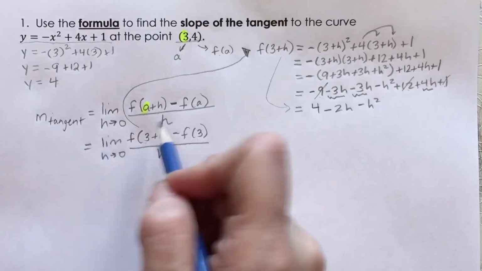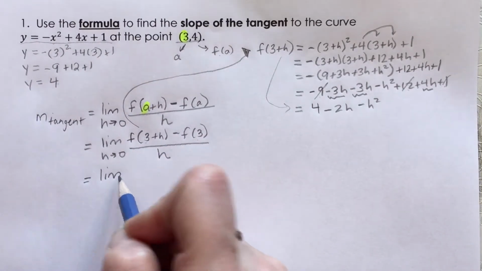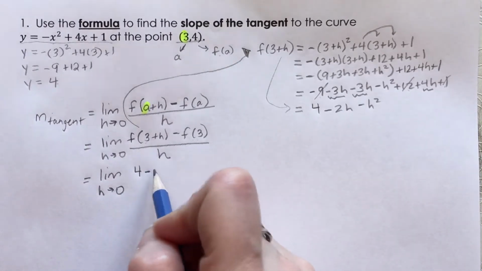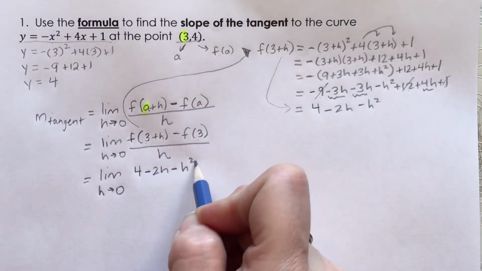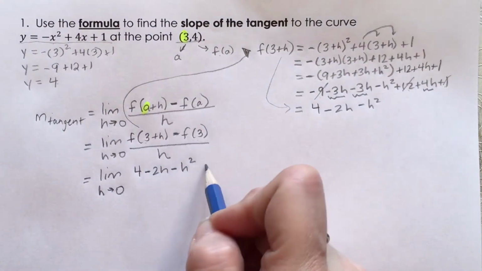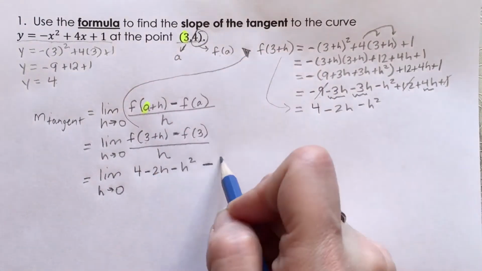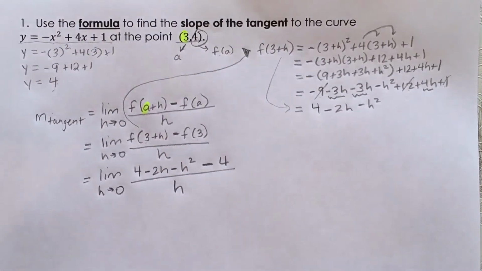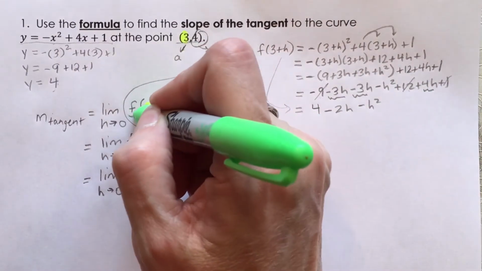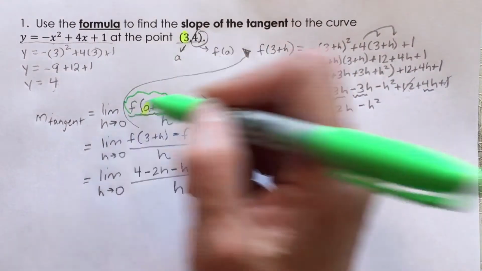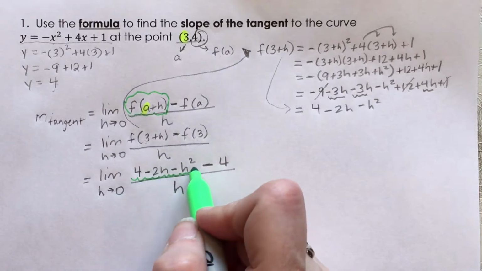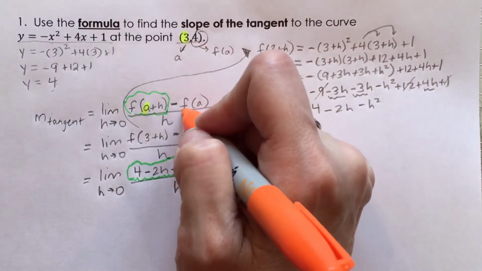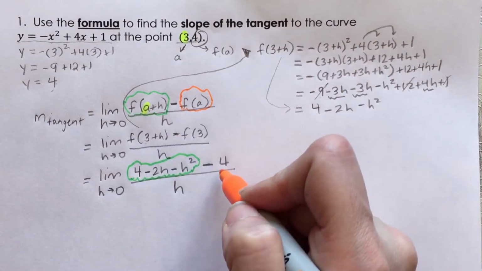So if I go back to my formula, I'm now ready to replace f at 3 plus h with 4 minus 2h minus h squared. And then there's a minus sign in the formula, minus f at 3, which we said was 4. We worked that out over here as well, all over h. So f at a plus h we replaced with 4 minus 2h minus h squared, and f at a we were able to replace with 4.